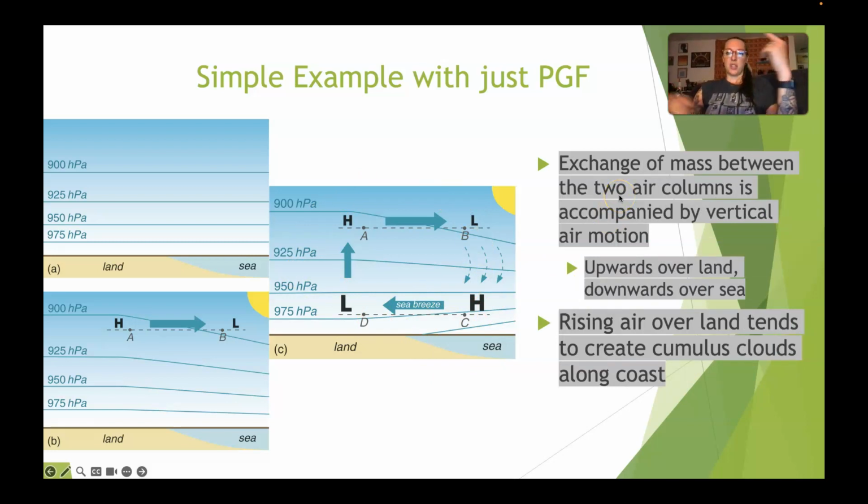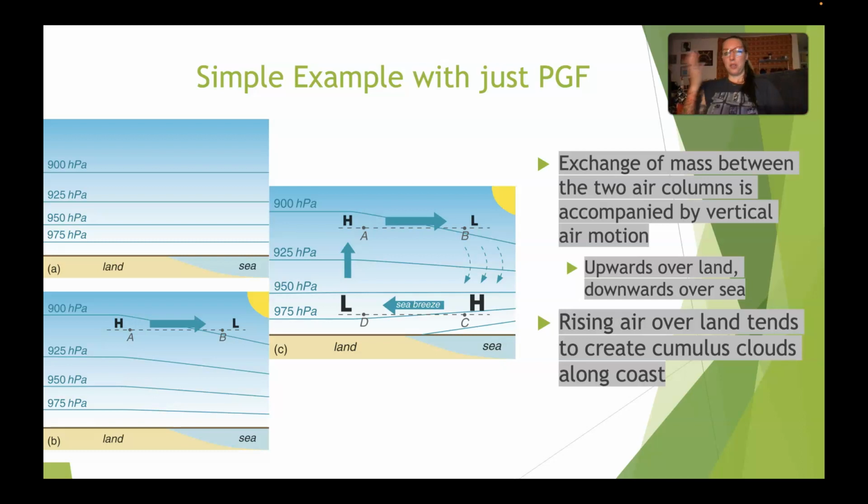So it causes this really sort of beautiful circulation here. And then there's this exchange of mass between these two air columns, which is also accompanied by vertical motion, upwards over the land, downwards over the sea. And sometimes with this, we can actually create cumulus clouds along the coastline. Not all of the time, but sometimes we can, which is kind of an interesting little thing.